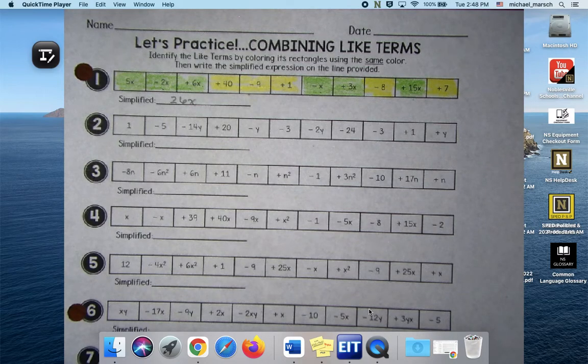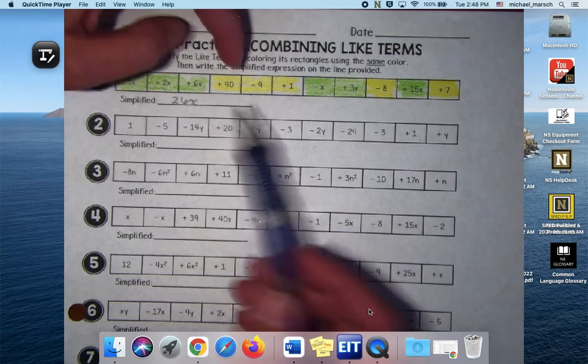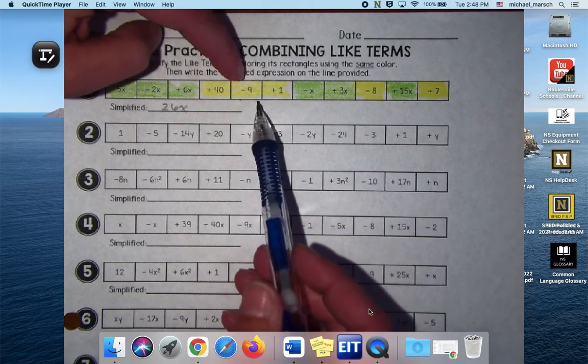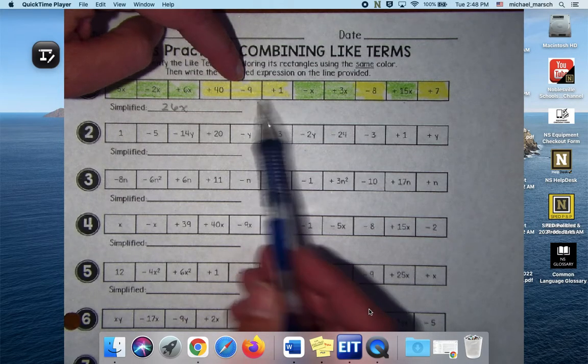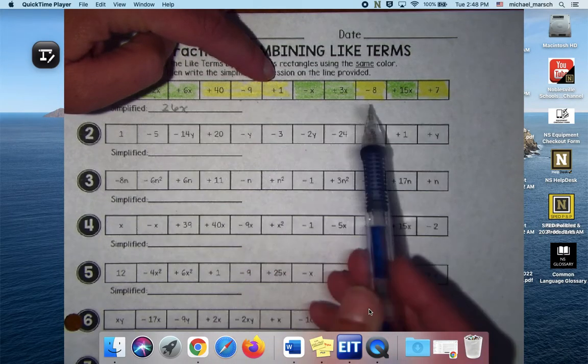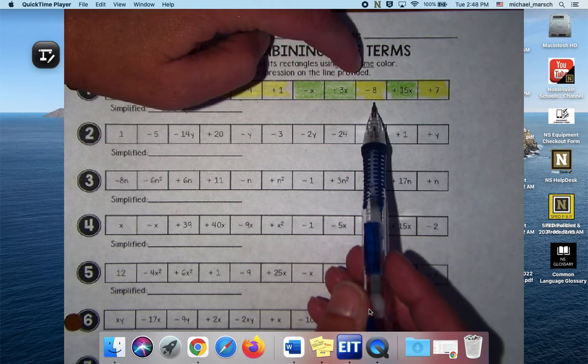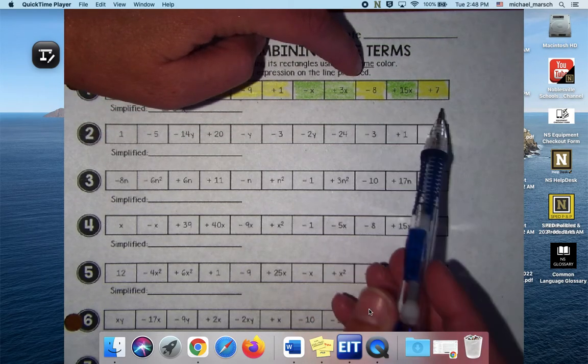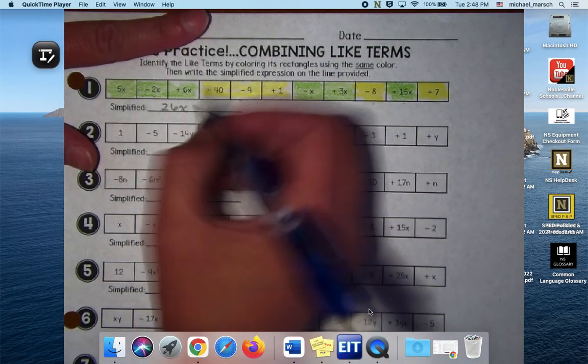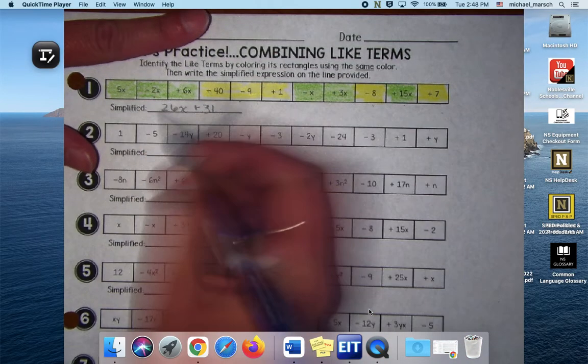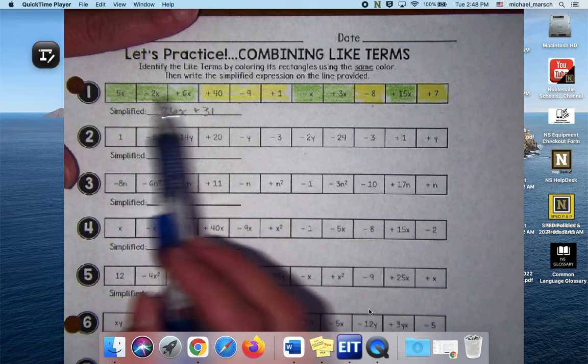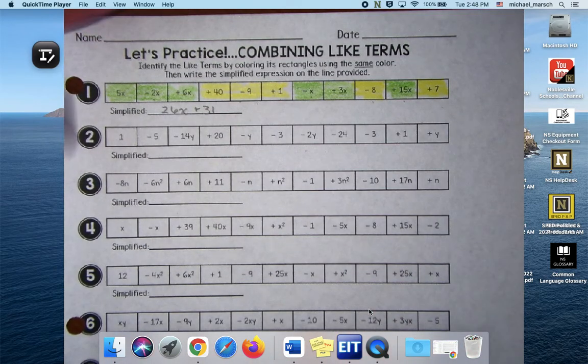And then now we're going to do the constants. What's 40 minus 9? 31. Plus 1, 32. Minus 8, 24. 24 plus 7, 31. So there we go. We just simplified by color coding.